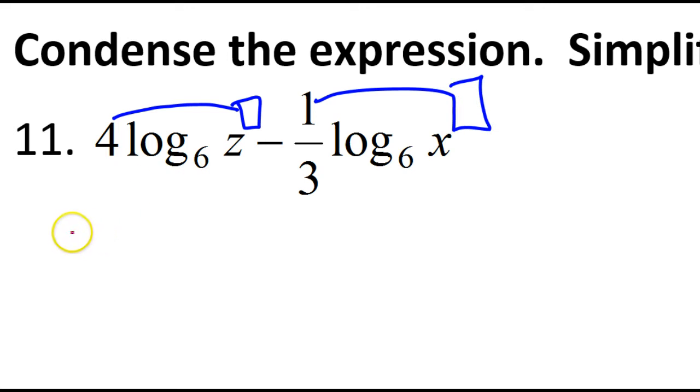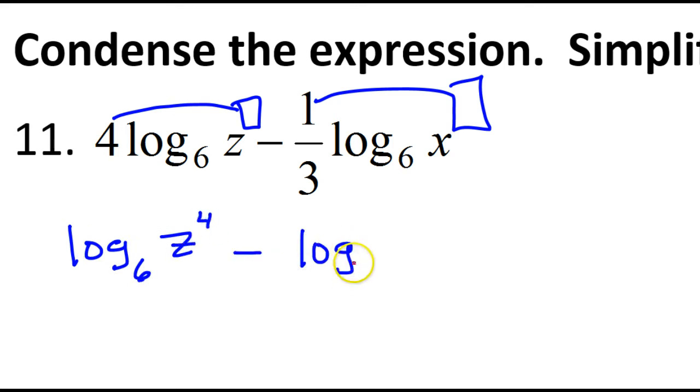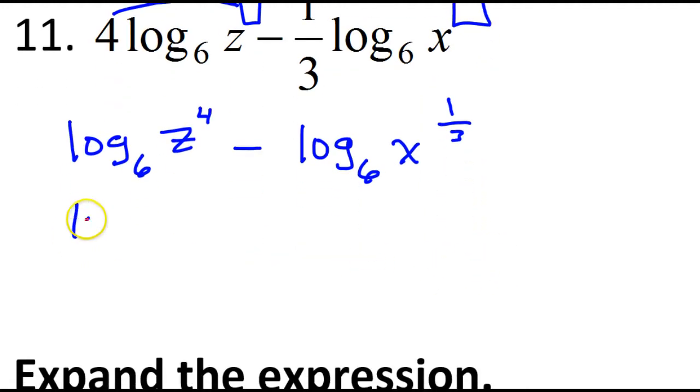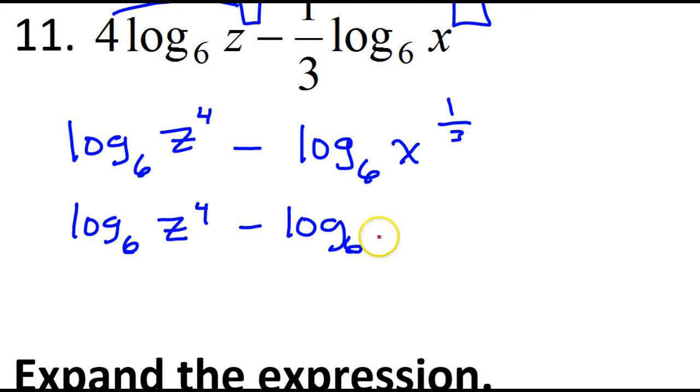So if I rewrite the problem using the exponent property, I've got log base 6 of z to the 4th power minus log base 6 of x to the 1/3 power. Now, let us not forget, 1/3 power is the same thing as the cube root. So let's go ahead and do that.